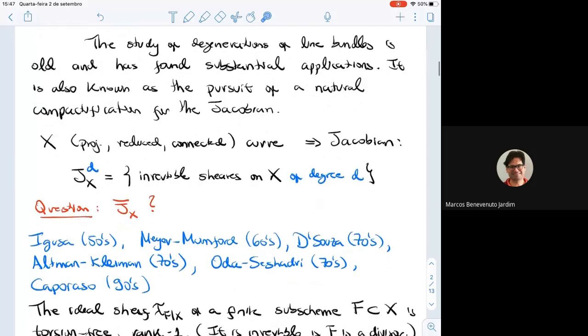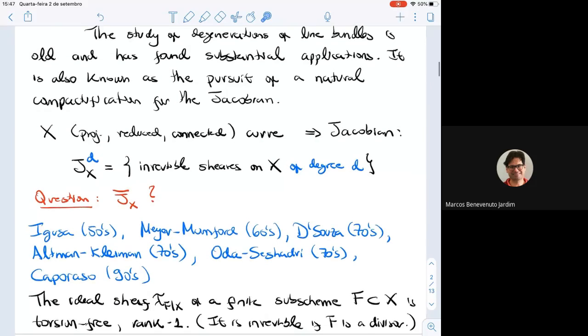I said that I was going to explain what a torsion-free rank-one sheaf is. Well, it's better to explain by example, I guess. If you have a finite subscheme, the ideal sheaf, the sheaf of ideals, is torsion-free rank-one. It's actually invertible if it is a divisor, an effective divisor.